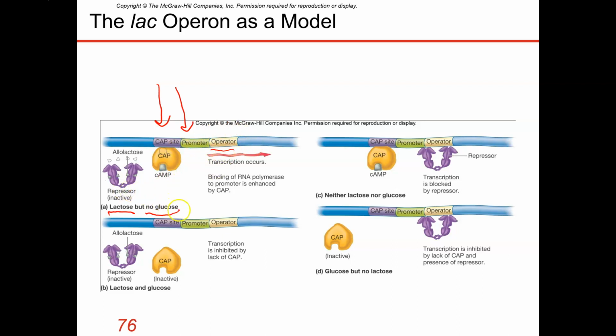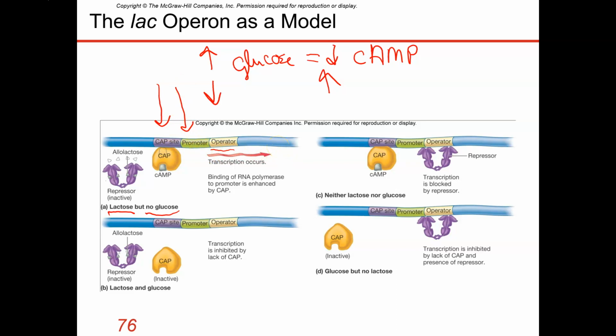But you also have no glucose. So remember, cyclic AMP is inversely correlated to glucose. So if you have a lot of glucose, you have little cyclic AMP. If you have little glucose, you have a lot of cyclic AMP. So if you have no glucose, a lot of cyclic AMP binds to the CAP protein, which then allows the CAP protein to bind to the CAP site. This allows the RNA polymerase to bind, and you can produce that transcript.